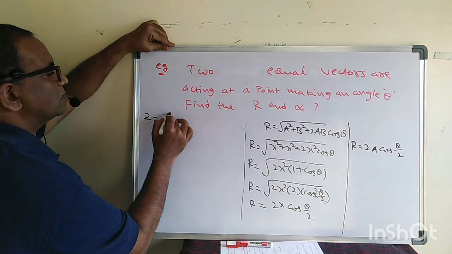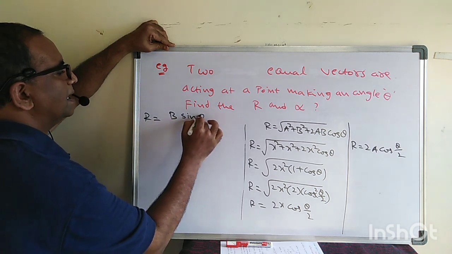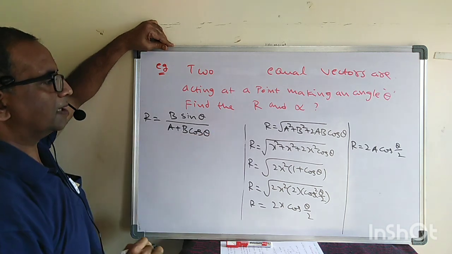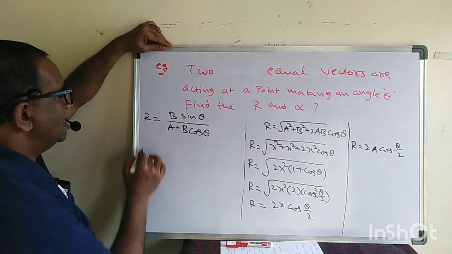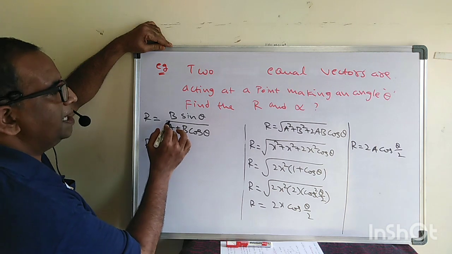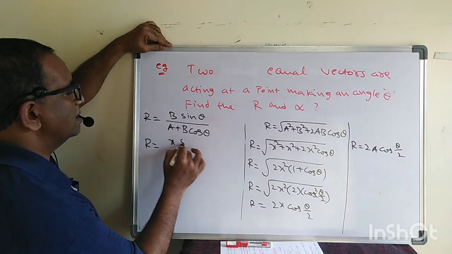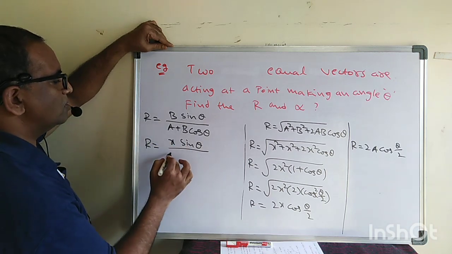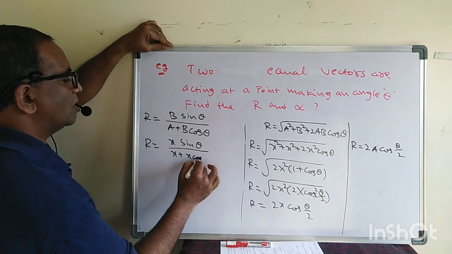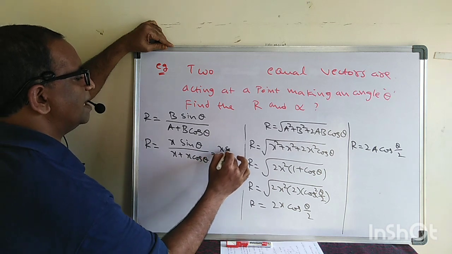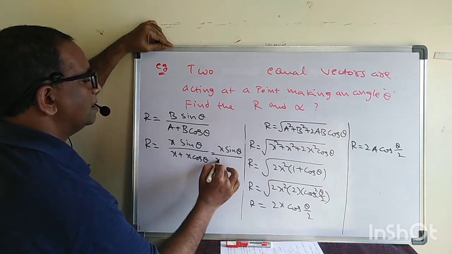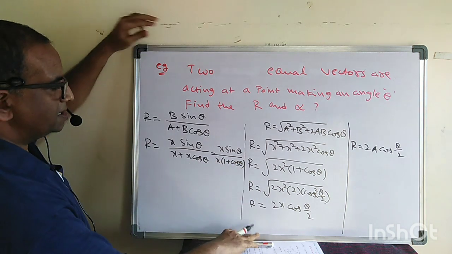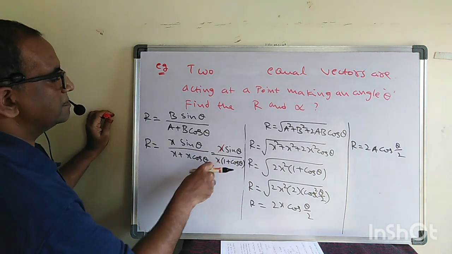See, tan alpha is equal to b sin theta by a plus b cos theta. And then what is it here? b is x, because a is equal to b is equal to x, I said. So x sin theta by, see here a is equal to what? x plus x cos theta. Therefore, x sin theta by x into 1 plus cos theta. Now you can cancel this x and x.